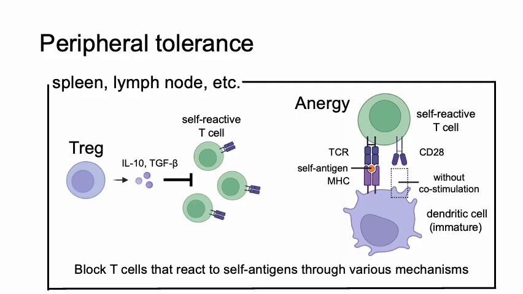One way is anergy. If a T cell binds to a cell antigen without a co-stimulation signal from a dendritic cell, it effectively goes to sleep and stops working. Another way involves Treg cells or regulatory T cells. These cells act like police officers. They suppress the dangerous T cells using chemicals like IL-10 and TGF-beta.